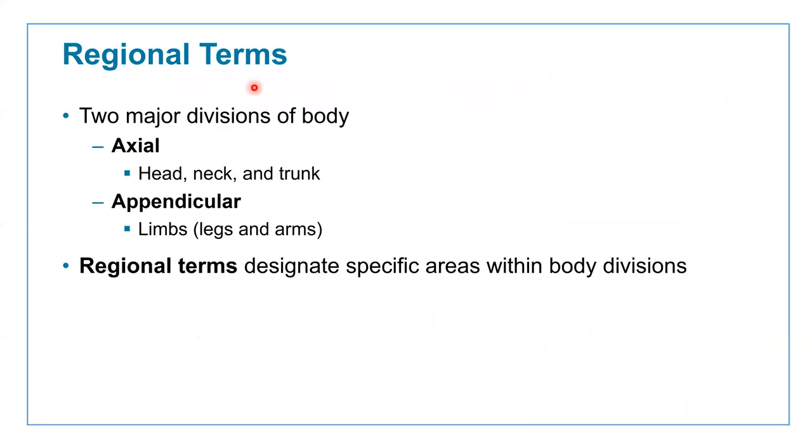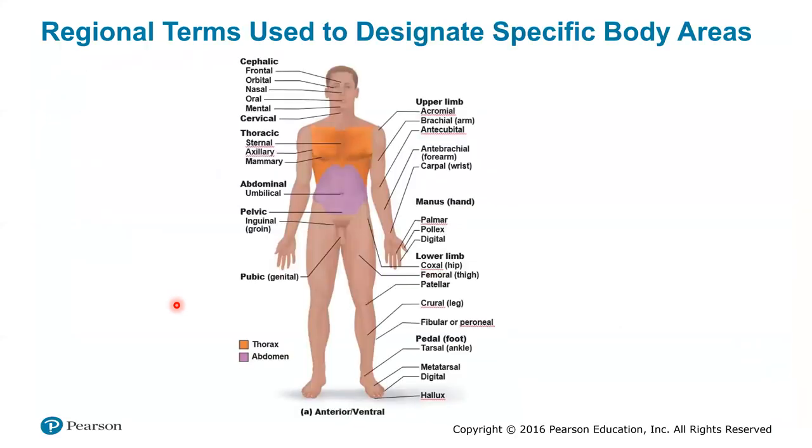Regional terms. Two major divisions of the body: axial and appendicular. Axial includes the head, neck, and trunk, and appendicular includes your legs and arms, or limbs. Regional terms designate specific areas within body divisions. So we have two body divisions, and then we have regional terms within these divisions.